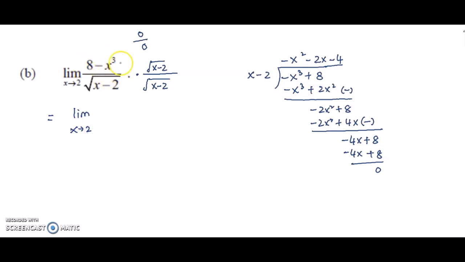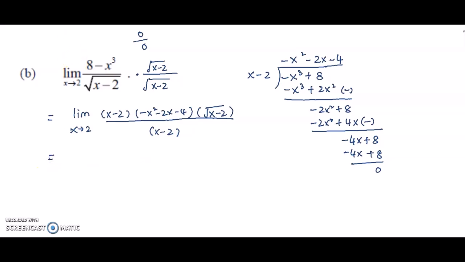You actually can substitute this 8 minus x cubed as x minus 2 multiplied by negative x squared minus 2x minus 4. And this is going to be multiplied by square root of x minus 2. Remember, do not expand. We only expand the conjugate. So when you multiply square root of x minus 2 by the square root of x minus 2, you should get x minus 2 only.